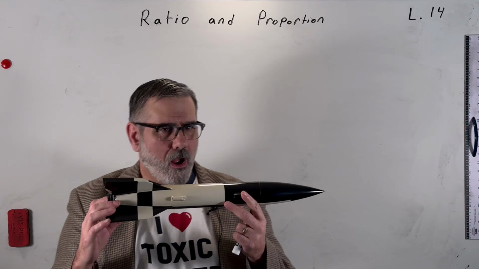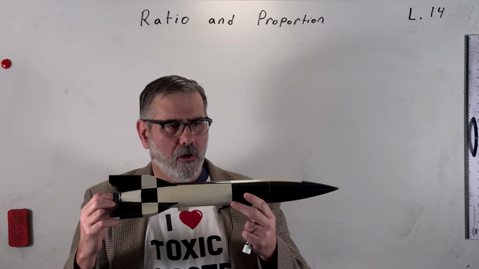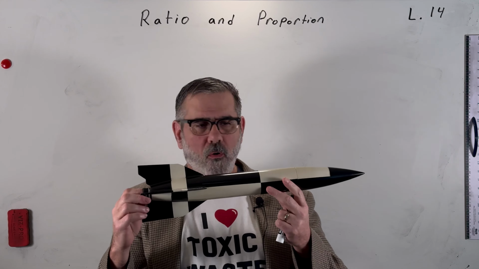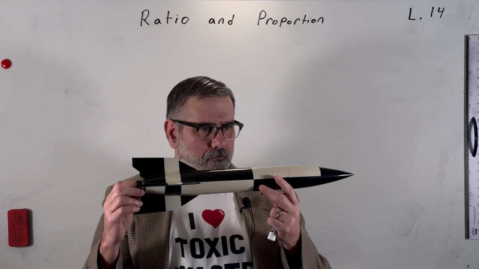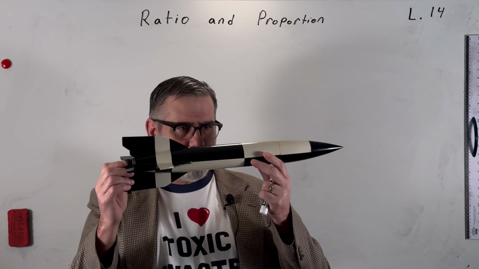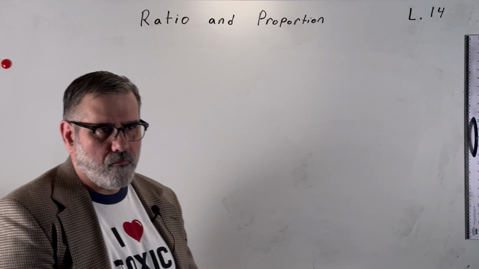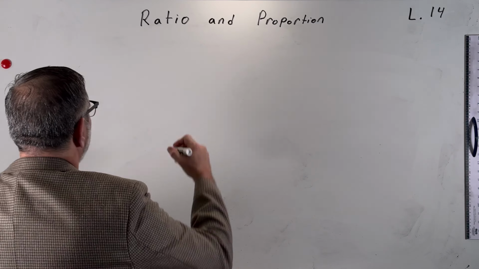So when I got into model rocketry, I built a replica of a V2 rocket. And I wanted to know how this compared to the original. So this rocket is about half a meter long. And the original V2 rocket was 14 meters tall.